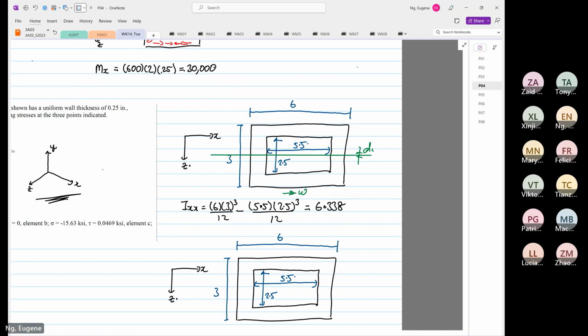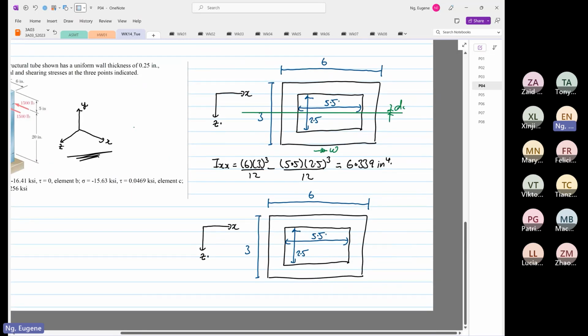6.338 or 339 inch to power 4. I will do it again. 2.5 power 3 times 5.5 divided by 12. 6 times 3 power 3 divided by 12 minus this. 6.339. Okay. So the next one we want to find IZZ.